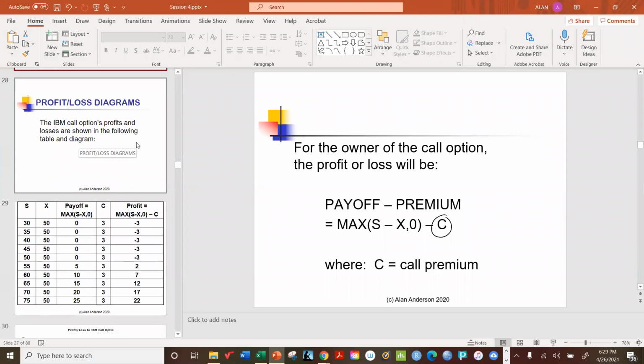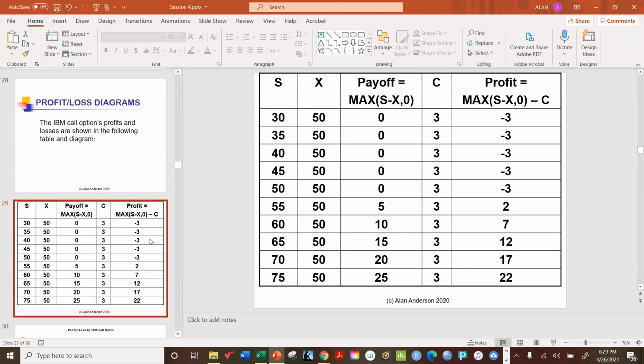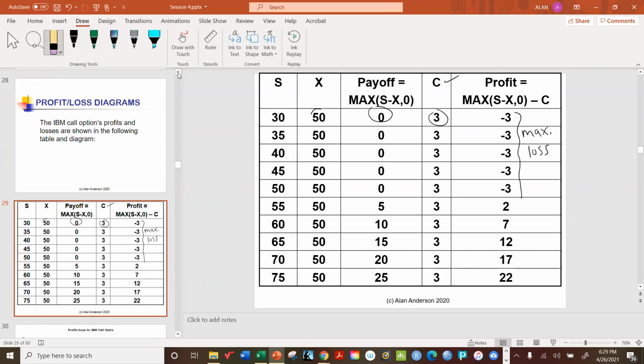So let's look at another chart that I put together. And this time I've added 2 new columns. I've got the call premium right here. And if you notice in the last column, the profit is simply the payoff minus this $3. So all of these numbers are just the payoffs minus $3. And now all of a sudden there are some losses. This is the maximum loss. But again, there's no maximum profit, which is what we like so much about options.